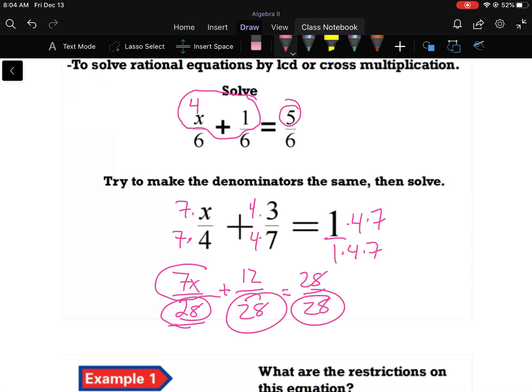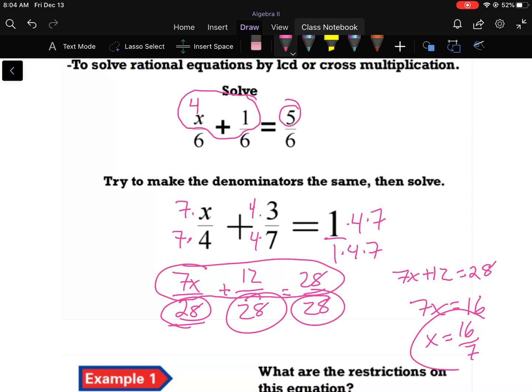That means that I can just solve that numerator. So 7x plus 12 equals 28. So I do my little algebra. 7x is equal to what? 16. x is equal to 16 over 7. Okay, kind of an ugly answer. They're not all going to work out that way, but you get the idea.